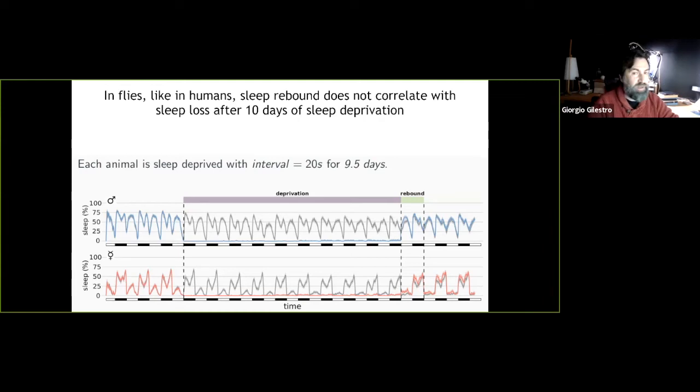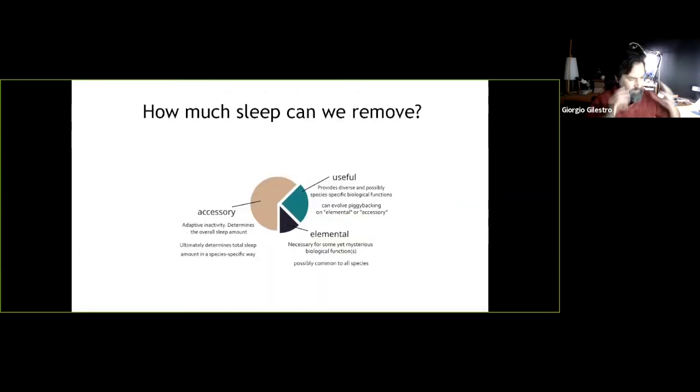Like Randy Gardner, also flies are okay, recovering just basically a couple of hours of sleep after such a long sleep deprivation. So this matches, as I said, and can be explained conveniently by the tripartite model, by the fact that flies do not need to recover any of the accessory sleep, which accounts probably for most of the sleep. They might have to recover some of the useful sleep, but not necessarily. And probably the only sleep that they really have to recover is the elemental one.